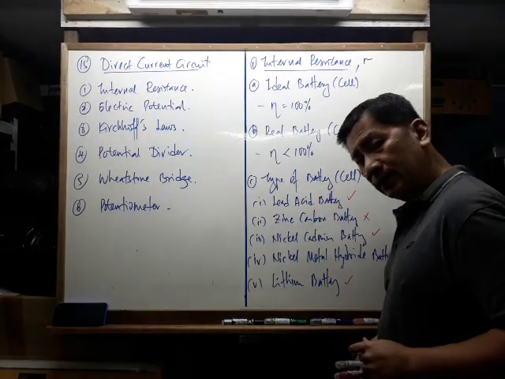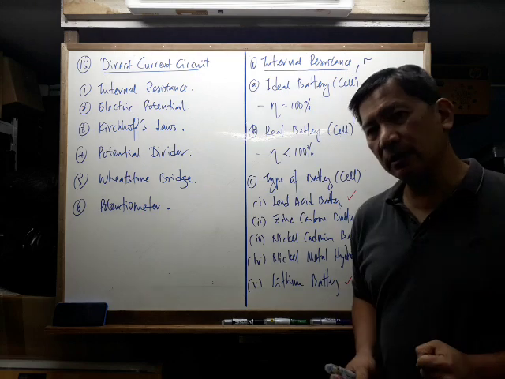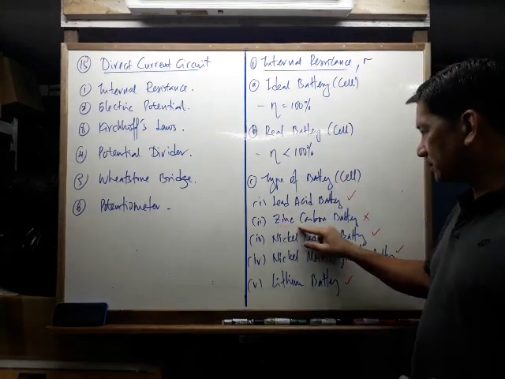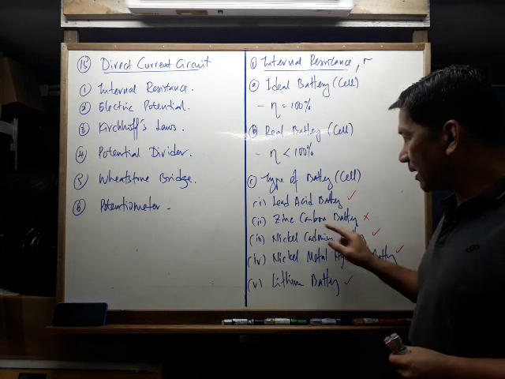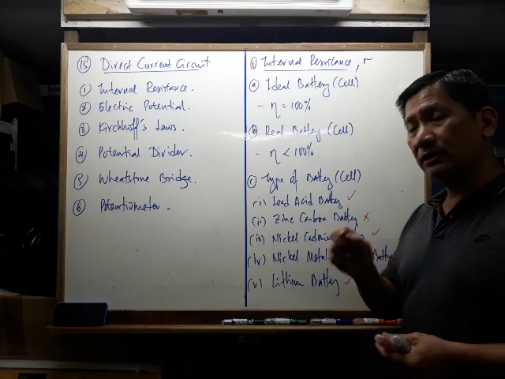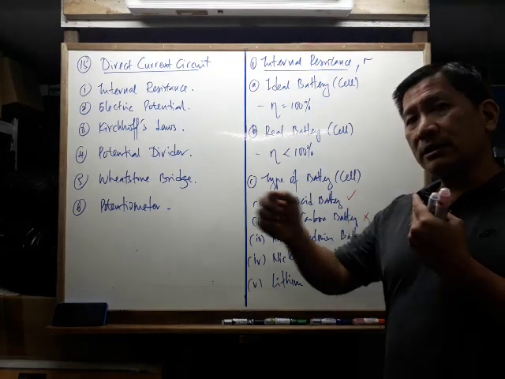If you look at it carefully, all these are based on chemical reaction. Some chemical reactions go in one direction, for example zinc carbon. And then lead acid, nickel cadmium, nickel metal hydride, and lithium battery can go two ways. You use it, it's called discharge.